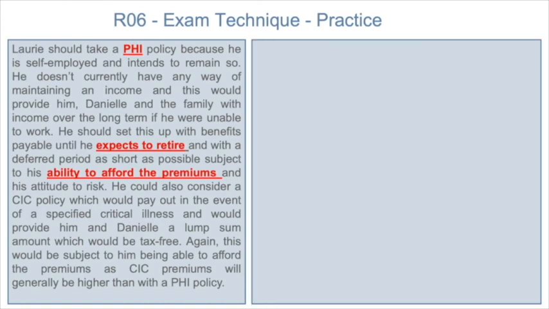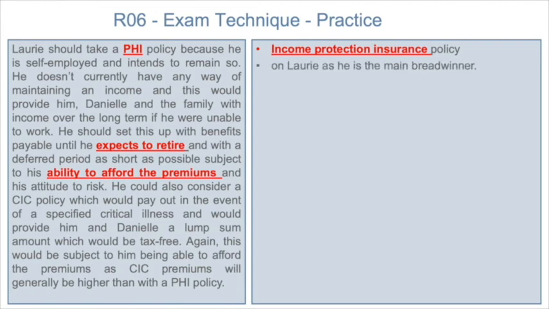So let's move to candidate B then. So we have income protection insurance, mark there. No mark for on Laurie as the main breadwinner because again, you wouldn't recommend it just because somebody is earning more than another client.